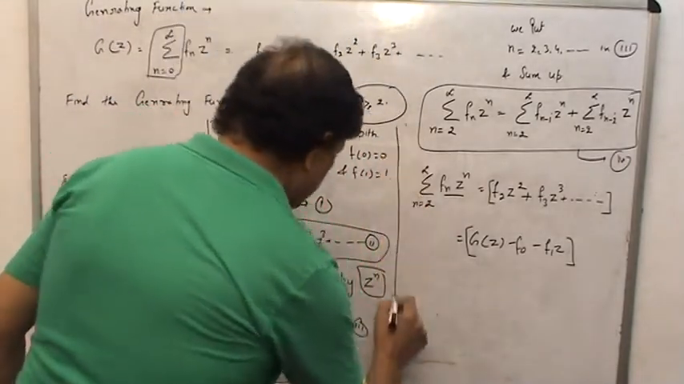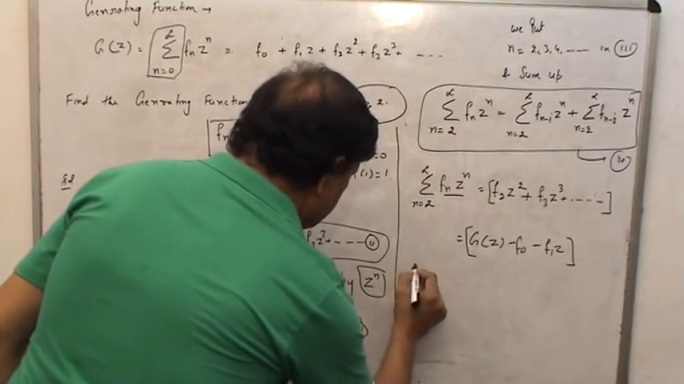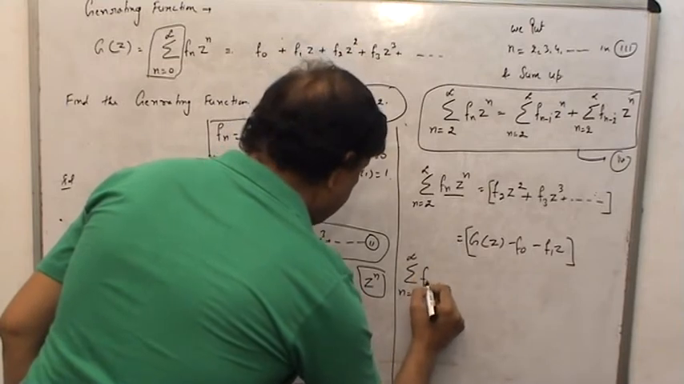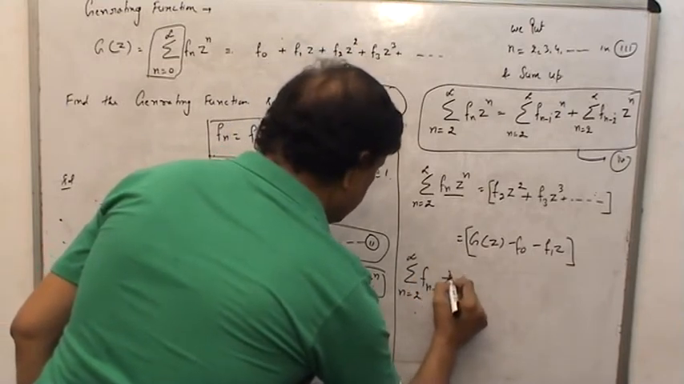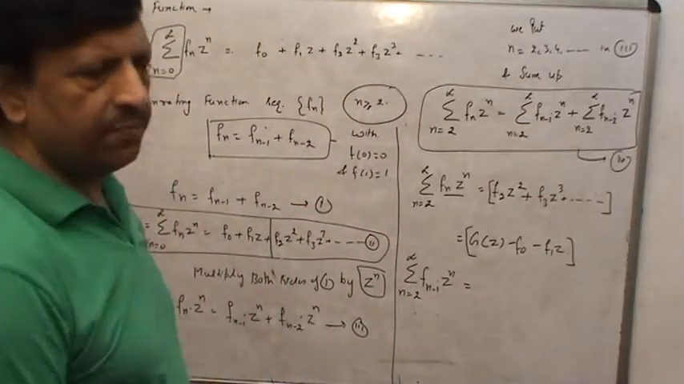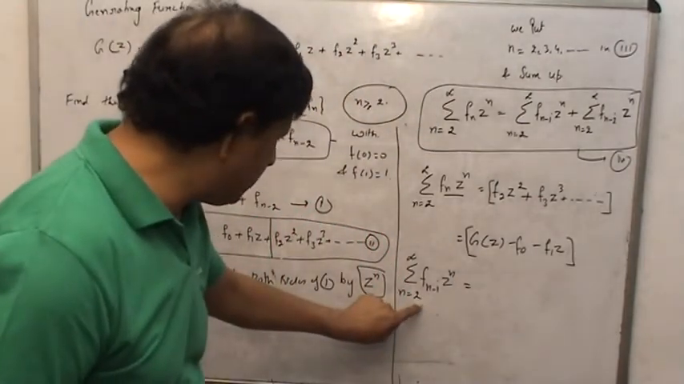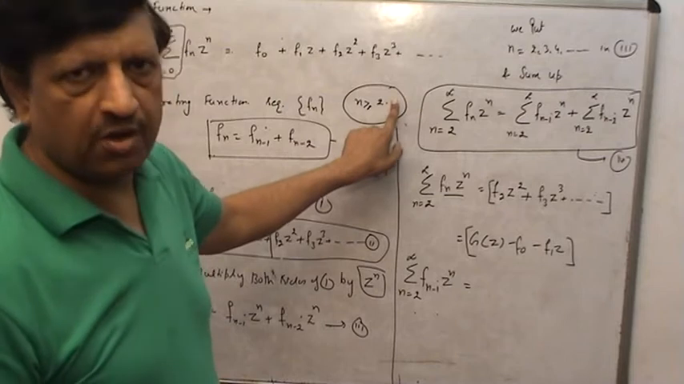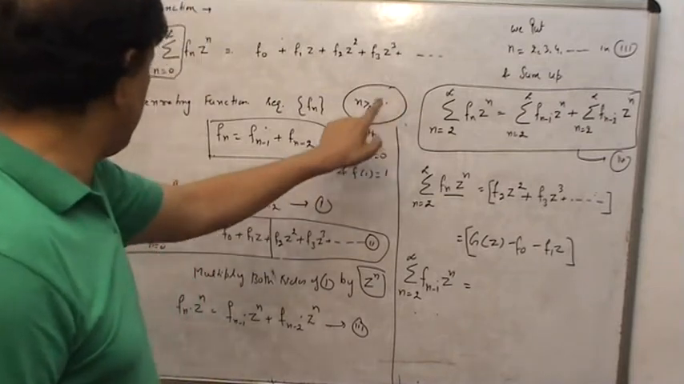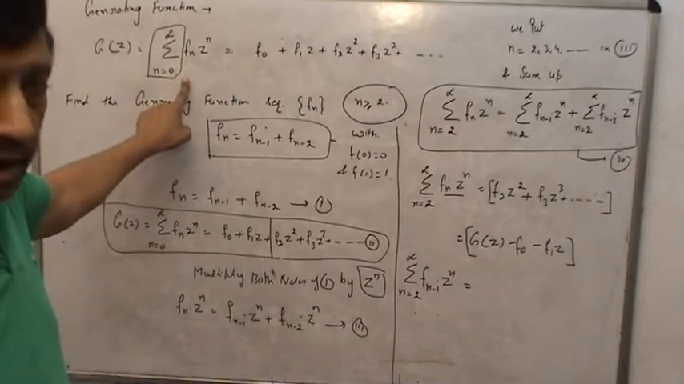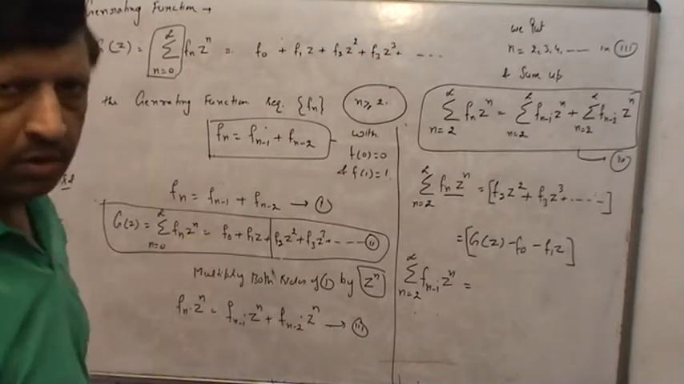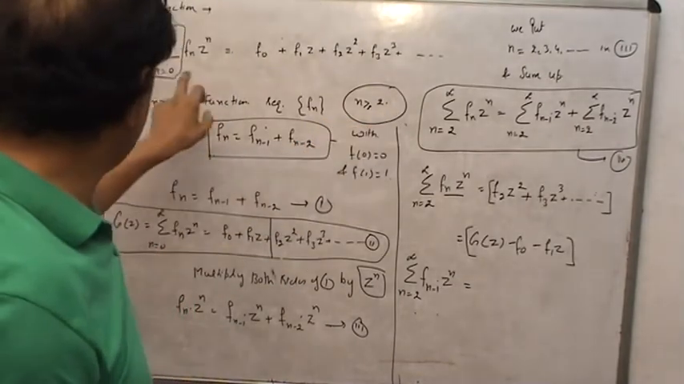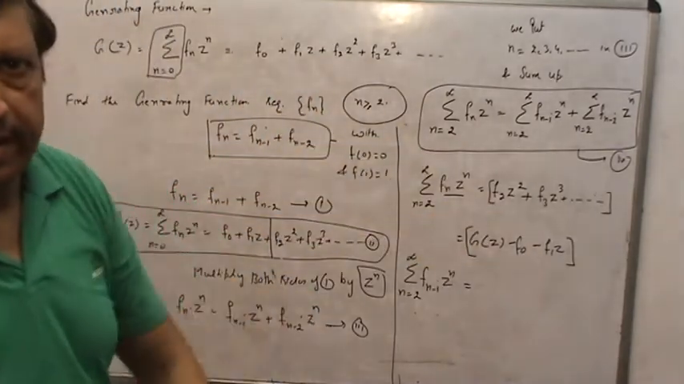Then similarly we can find the second term, that is sigma n varies from 2 to infinity fn minus 1 into z raised to the power n. It's a very important point. Again I repeat, it is the variation from 2 to infinity, because it is the restriction of n in the sequence. But in the generating function, it is always the variation from 0 to infinity. Add this difference, and value of n, and it will generate the recurrence relation for the generating function.